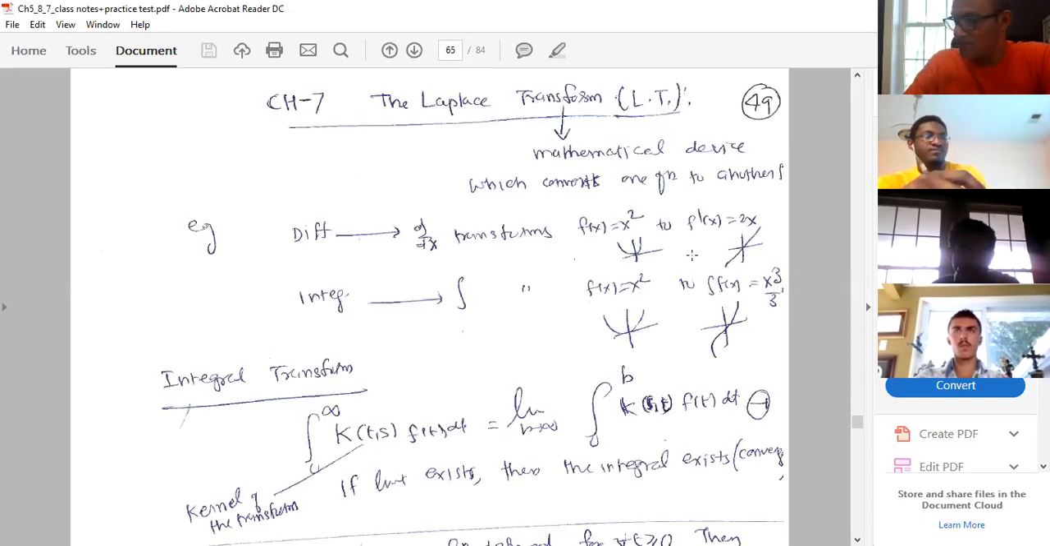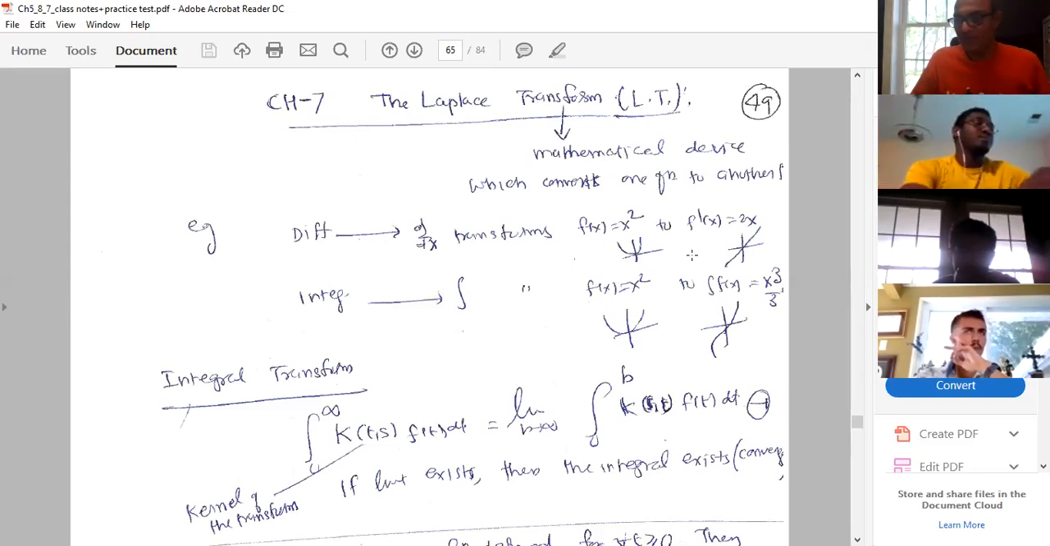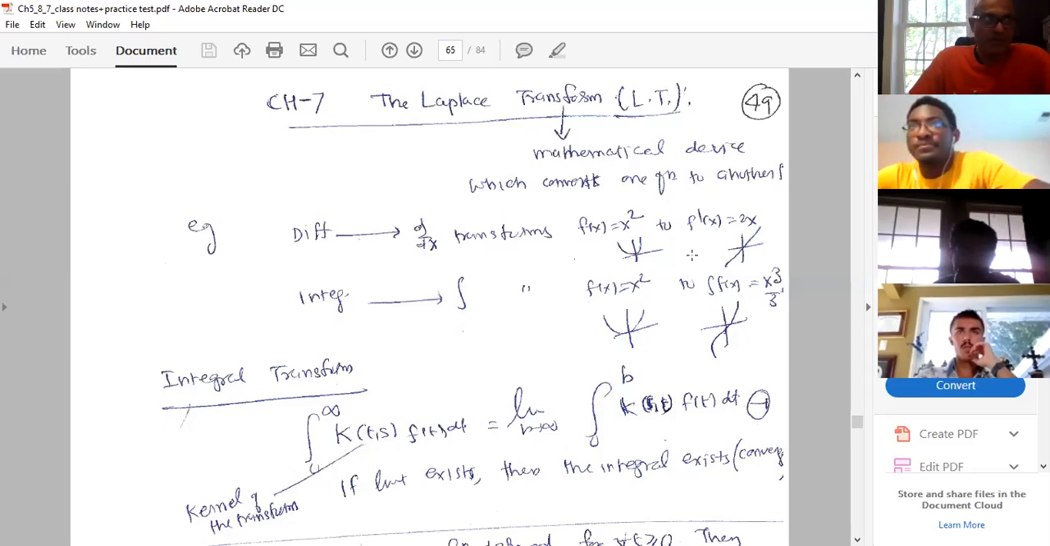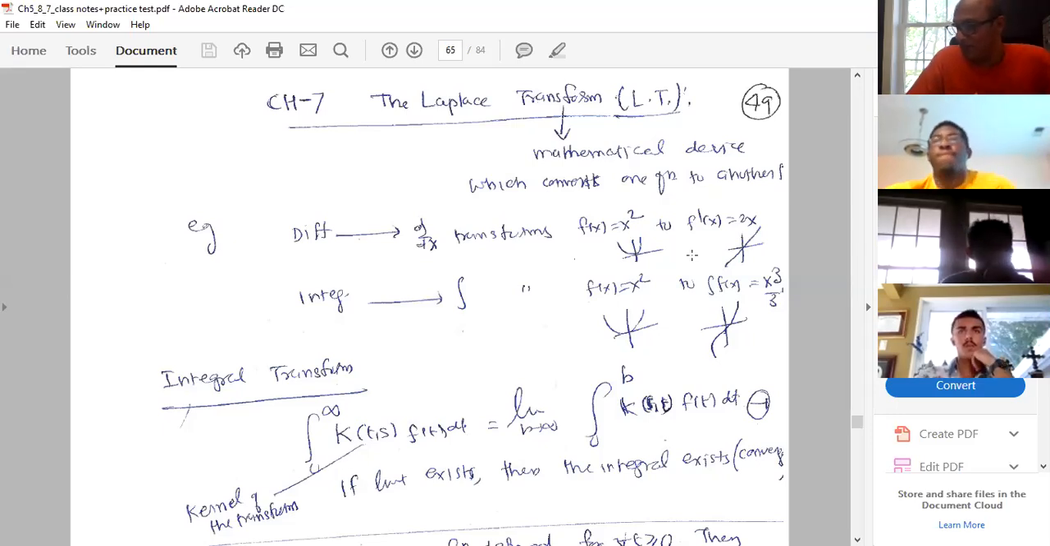First of all, let me let you know what we mean by the Laplace transform. Guys, please keep in mind that the Laplace transform is one kind of transformation which converts one function to another function, just like differentiation. Differentiation converts one function to another in terms of its derivative. If you apply the derivative to sine x, you get cosine x. If you apply it to cosine x, you get negative sine x. If you apply it to x squared, you get 2x.